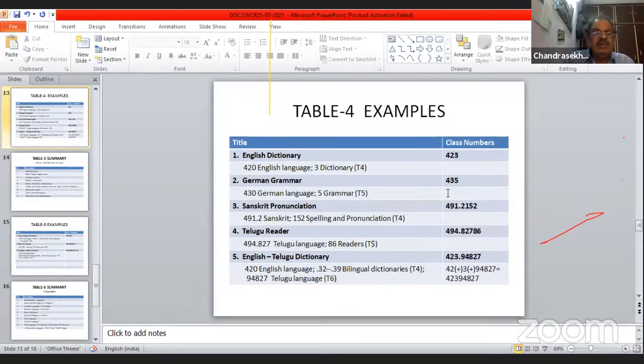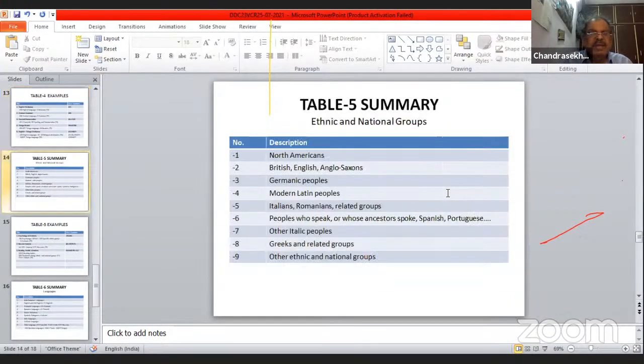94827 is the Telugu language, from table 6. So that is how we build the number for bilingual dictionaries. Okay, then table 5: ethnic and national groups.